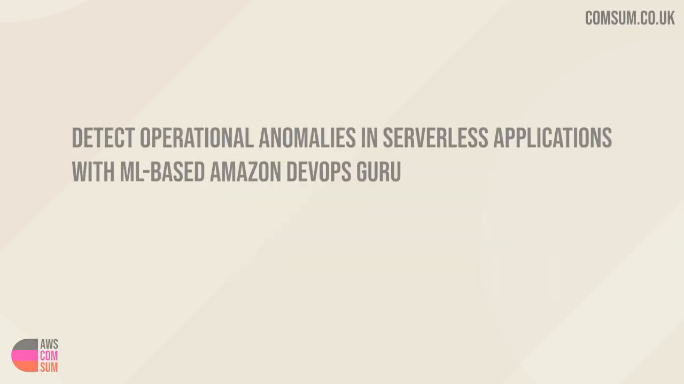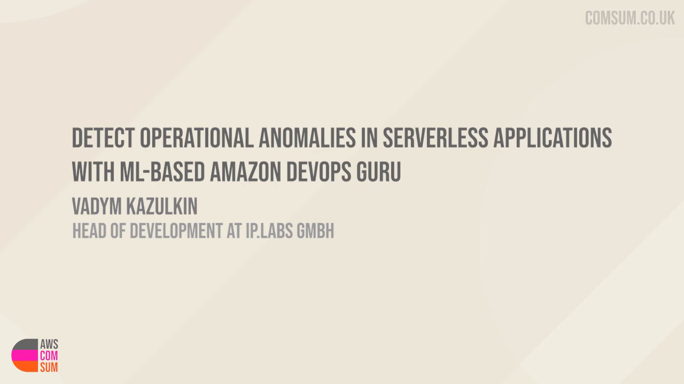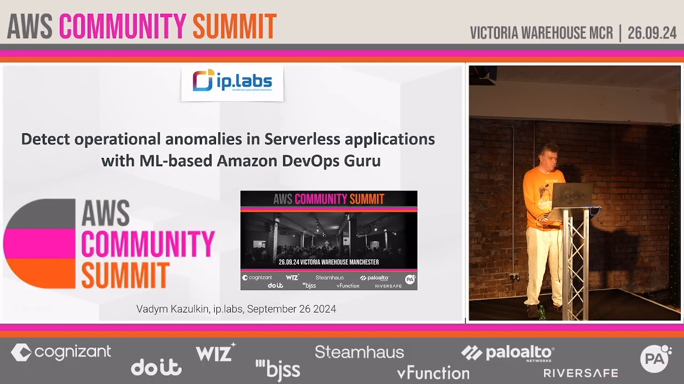And the topic of my talk is detecting operational anomalies in serverless applications with the machine learning-based Amazon DevOps Guru service.